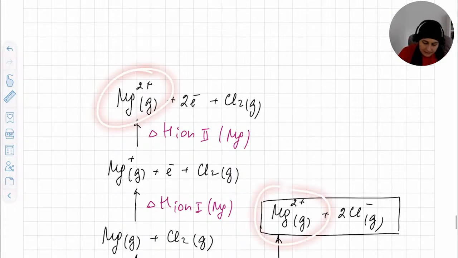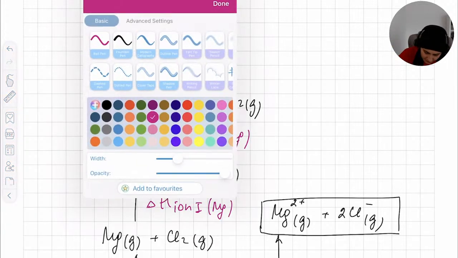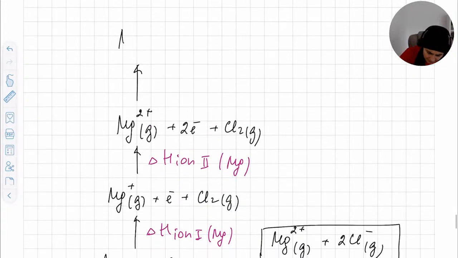Then next, what do we need to do? Next, we need to work with chlorine. So now we have to atomize chlorine. So arrow up. Magnesium, I haven't changed, so it stays.